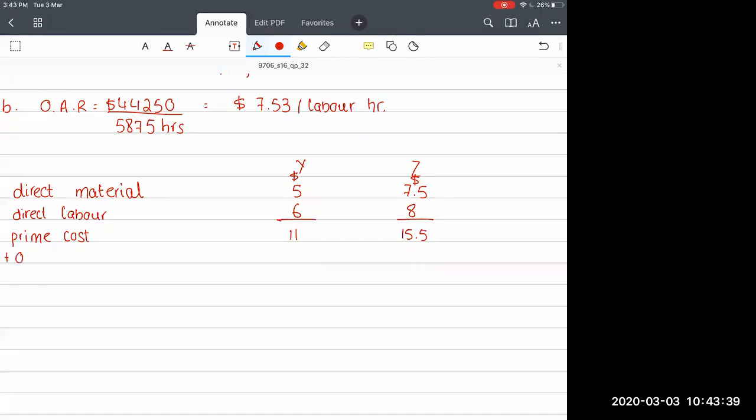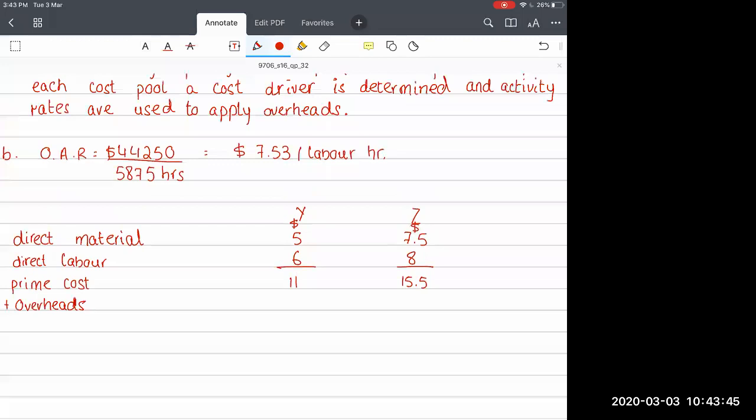Now what is overheads? How do we add overheads to our prime cost? अब हम अपनी प्रोडक्ट के अंदर overheads कैसे चार्ज कर सकते हैं? By using the recovery rate which is 7.53 per labor hour. So in order to produce a single unit of X, we need 0.75 hours. 0.75 multiplied by the recovery rate of 7.53 makes 5.65. X के overheads are 5.65.